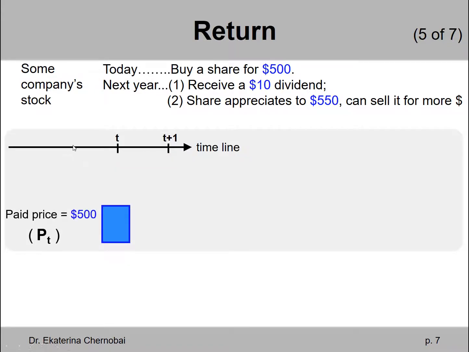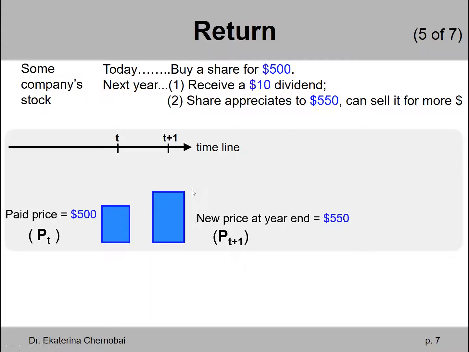In other words, at any point of time t, you pay some price, which we denote by capital P subscript t, lowercase t. So in this example, it's $500, right? Then at time t plus 1, which basically means 1 time period later, and in our context that's in 1 year, 2 things happen. First, the new price per share is denoted by capital P subscript lowercase t plus 1. And in our example, that's $550.